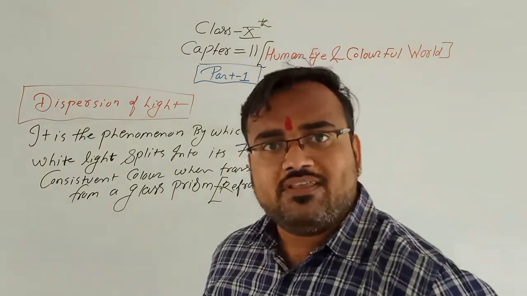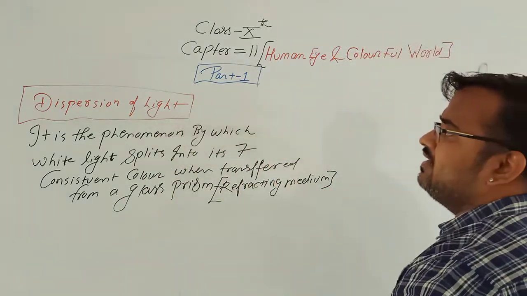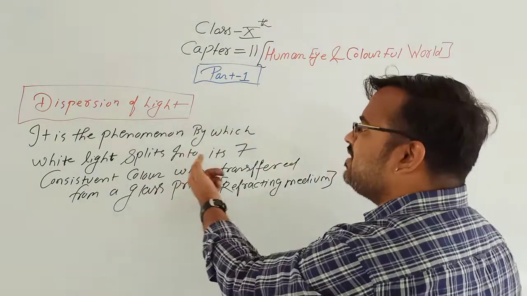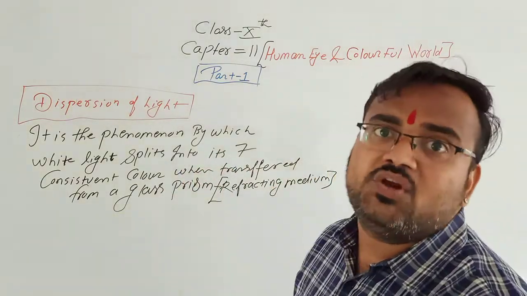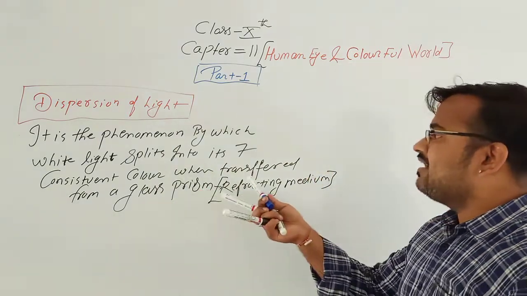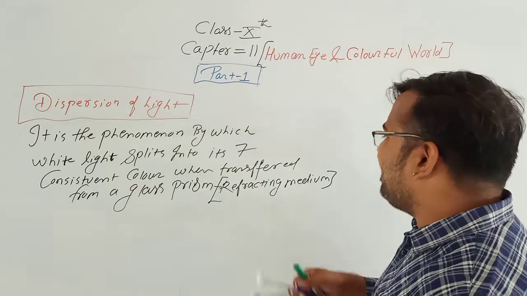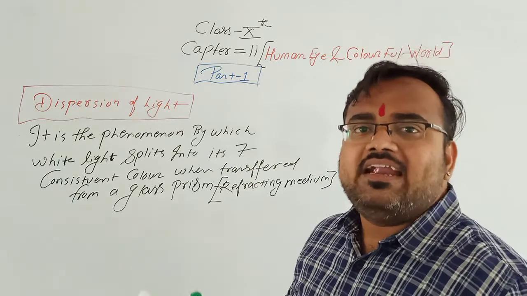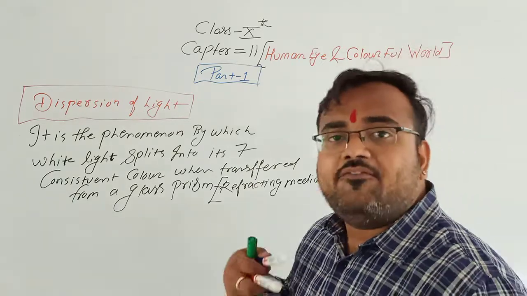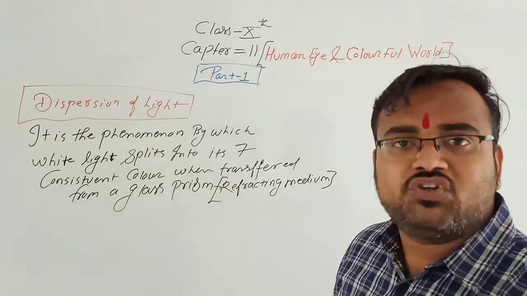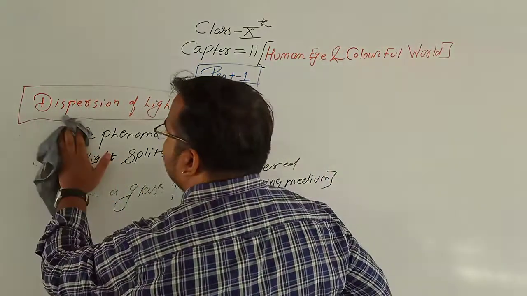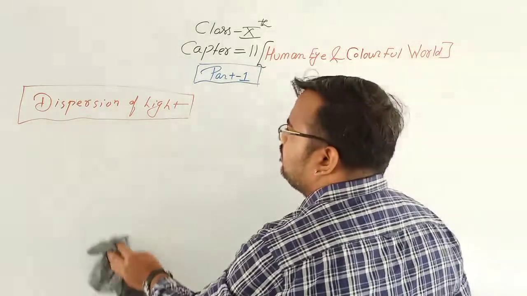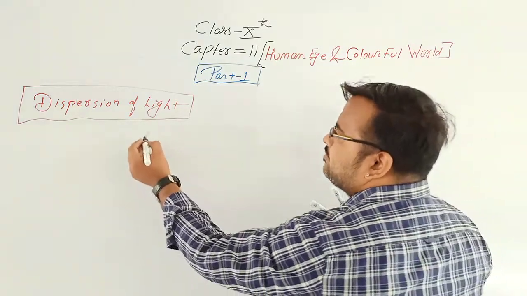Okay. Now what is the definition for dispersion of light? The definition for the dispersion of light is, it is the phenomenon by which a single white light is dispersed into seven constituent colors when transferred from a glass prism. Glass prism is refracting medium. Okay. Now we will see how a white light is divided into its seven constituent colors, and actually what is the meaning of dispersion of light. See, again we will take a glass prism.